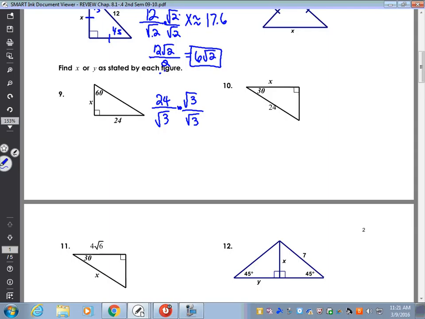Now we do everything on the top together, bottom together. What's going to remain on the top? 24. Yeah, 24 square root of 3, and the bottom just turns into 3. And then the 8. Yes, 24 divided by 3 is 8. So the answer is 8 square root of 3. So good with this. Good job, Barry.